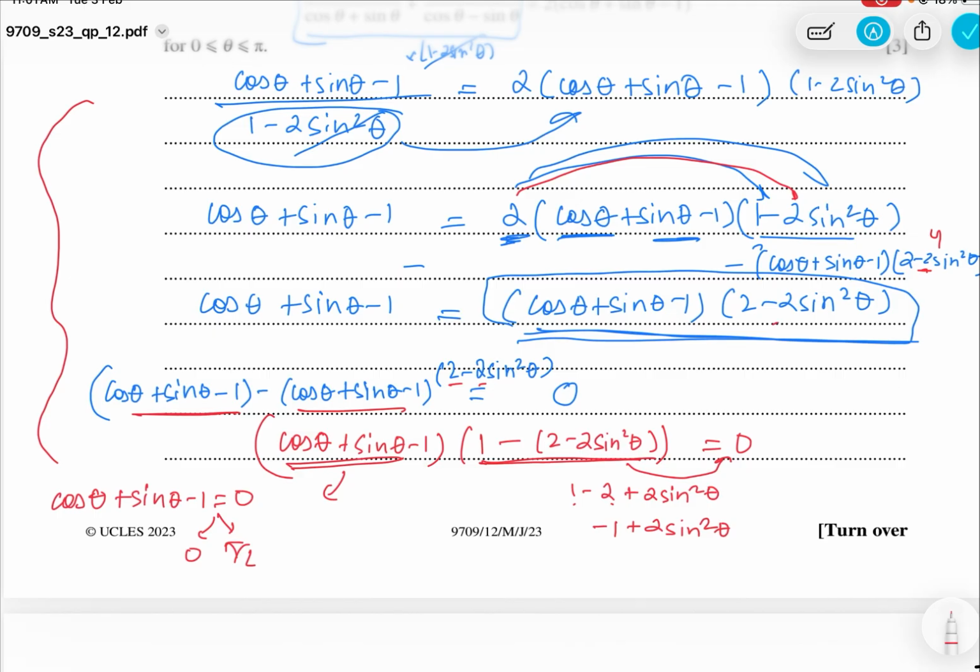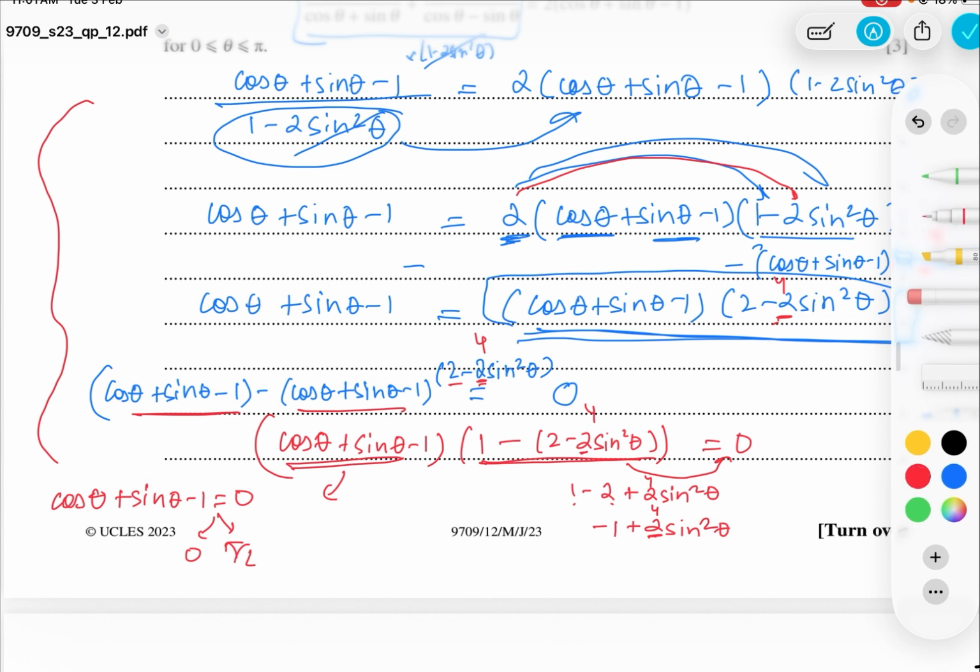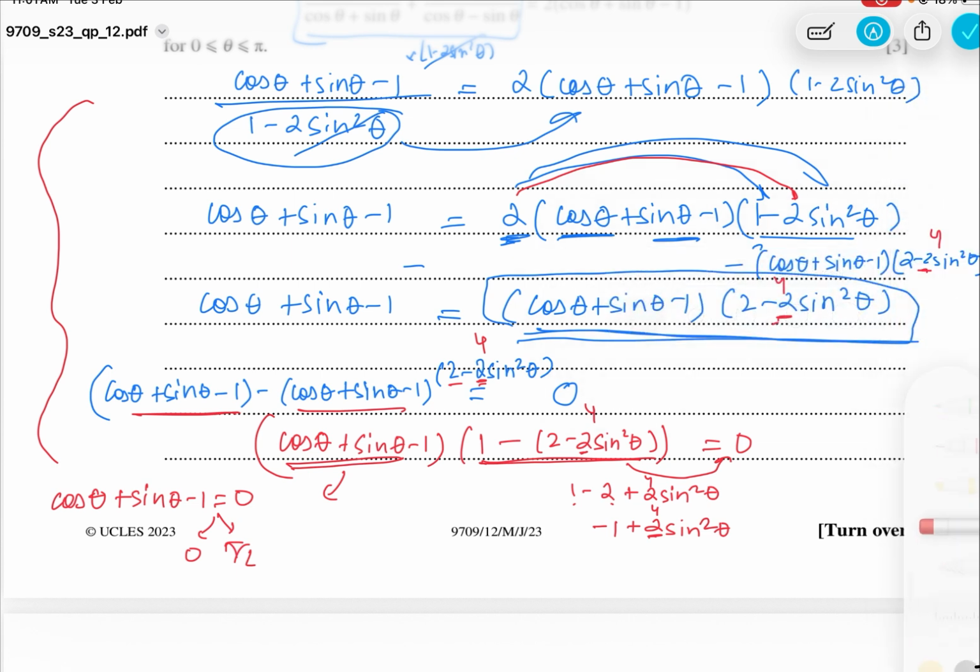So over here we will have 4, and over here as well we will have 4. Okay, this was a silly mistake. Always look for silly mistakes. Alright. So 4, 4 and 4. See, 2 times 2 is 4, right?